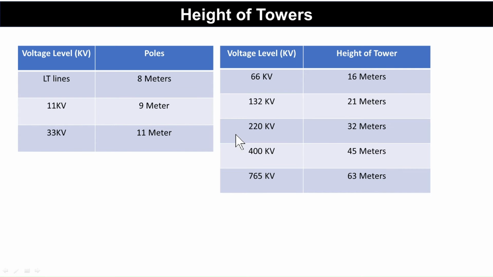For voltage above 33 kV, towers are used. For 66 kV line, the tower height is 16 meters. For 132 kV line, the tower height is 21 meters. For 220 kV line, the tower height is 32 meters. For 400 kV line, the height of tower is 45 meters. And for 765 kV line, the tower height is 63 meters.